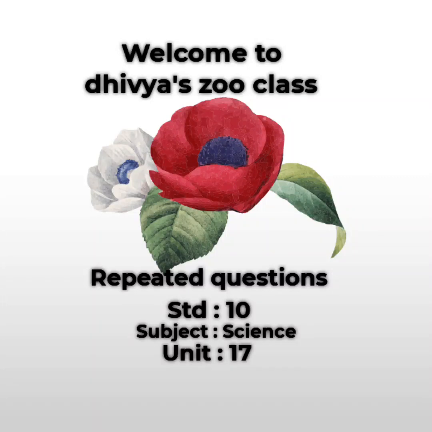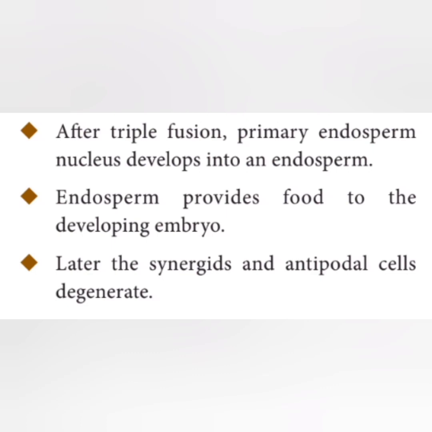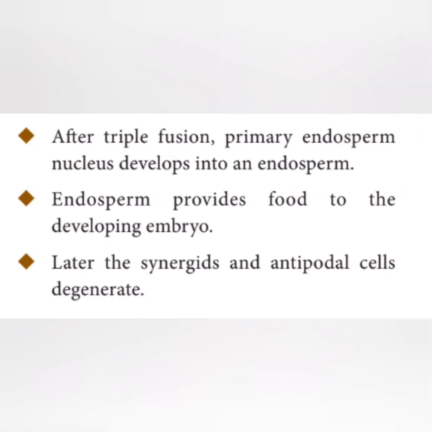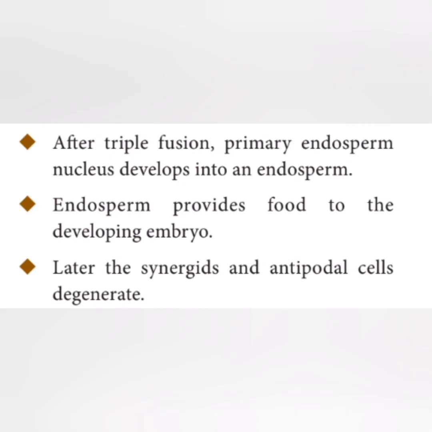Today I am going to explain some repeated questions in Standard 10, Subject Science, Unit 17, Reproduction in plants and animals. The first question is, mention the functions of endosperm. What is endosperm? What is the function? Endosperm provides food to the developing embryo. For the embryo development, they need food, which the endosperm provides.